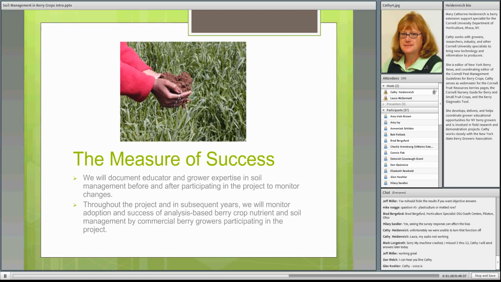So how are we going to measure the success of the project? We've already taken one step toward that in the pre-test that you all participated in, and I thank you for that. And just to warn you, there'll be another test at the end to measure the expertise that's been gained. And then throughout the project and in subsequent years, we're going to monitor the adoption and success of analysis-based berry crop nutrient and soil management by the commercial growers who participate in the project.